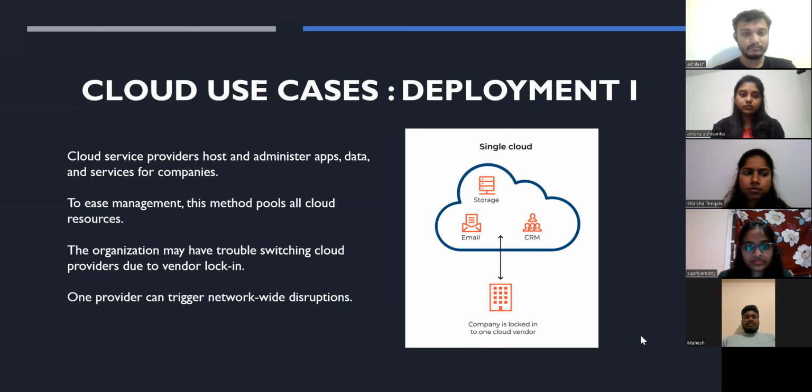As we see in the picture, we have a single cloud, and the company has in-house storage, email, and CRM, and the company is locked in to the one cloud vendor. So the organization may have trouble switching cloud providers due to vendor lock-in. One provider can trigger network-wide disruptions.